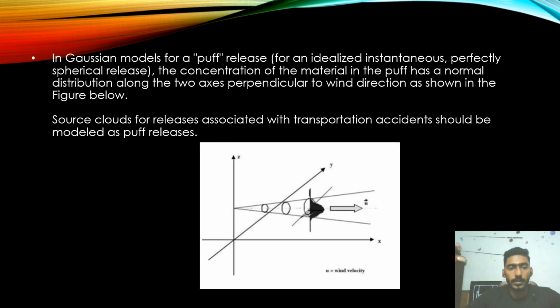In Gaussian models, for a puff release, for an idealized instantaneous perfectly spherical release, the concentration of the material in the puff has a normal distribution along the two axes perpendicular to wind direction as shown in the figure below. Source clouds for release associated with transportation accidents should be modeled as puff release.